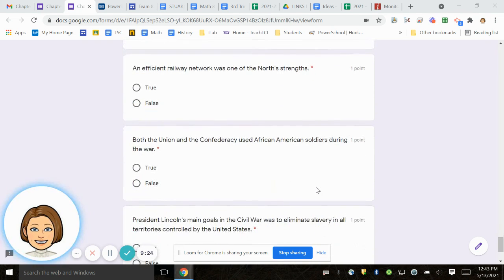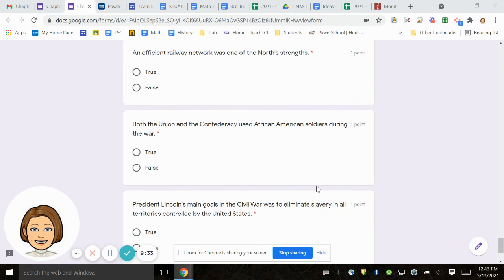Number 23. An efficient railway network was one of the North's strengths. True or false? Number 24. Both the Union and Confederacy used African American soldiers during the war. True or false?